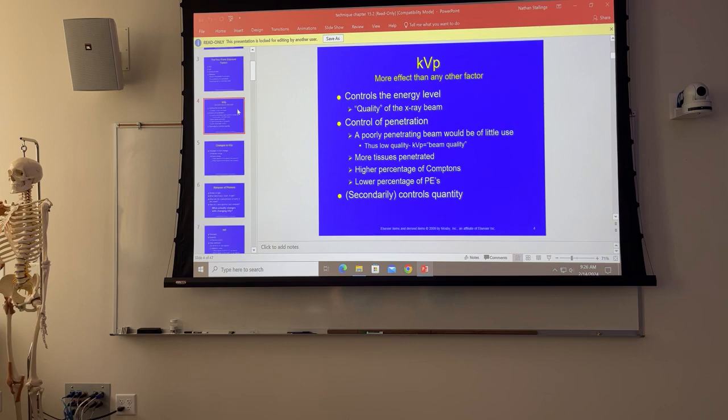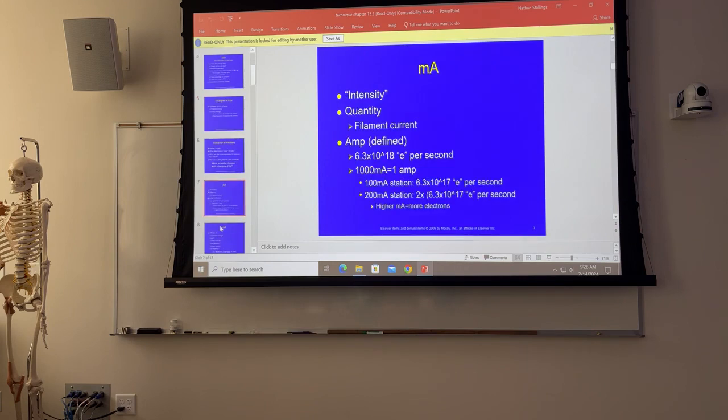Our primary quantity control is mass. So then we've got MA and time to create mass. Mass is intensity, intensity is quantity. MA specifically controls the heating of the filament, the formation of the space charge, and controls how many electrons we have in our thermionic emission. So at the point of exposure, it controls directly the number of photons that we send across the tube and how many X-rays that we create.